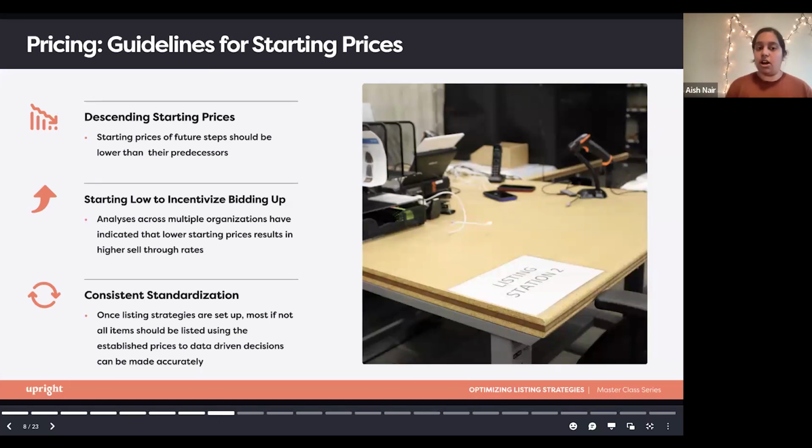When we are utilizing auctions, when you start low, you can potentially incentivize customers who placed a bid and now are invested in purchasing that item to pay a higher price because of that bidding up and that bidding war mentality.